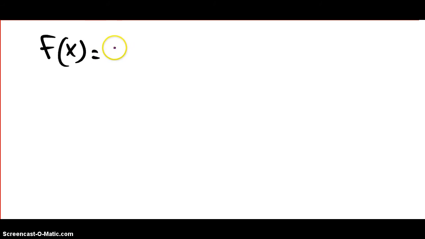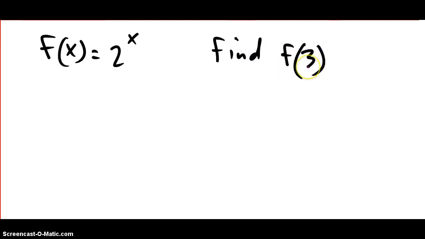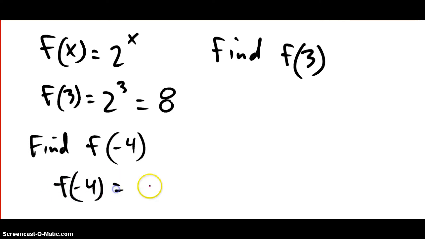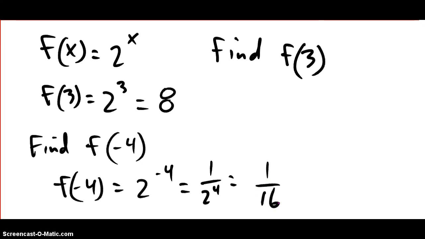f of x equals 2 to the x, and I wanted to find f of 3. Okay, remember that we just plug this in right there, okay? So we just say f of 3 equals 2 to the 3rd. Of course, 2 times 2 times 2 is 8. No big deal, right? So if we wanted to find f of negative 4, what would that look like? f of negative 4 is 2 to the negative 4, right? So that's 1 over 2 to the positive 4. So that's 1/16. Okay?